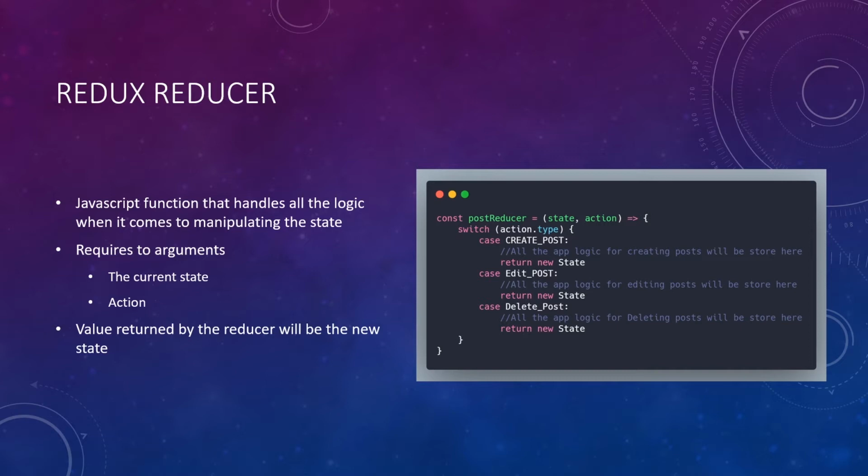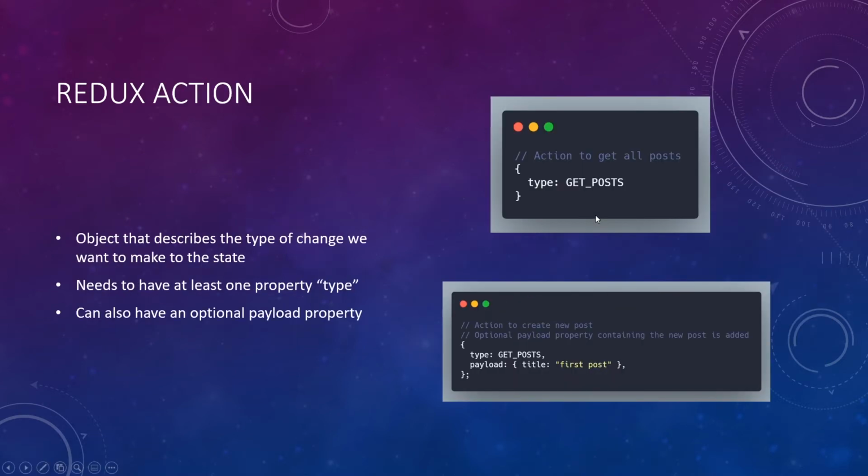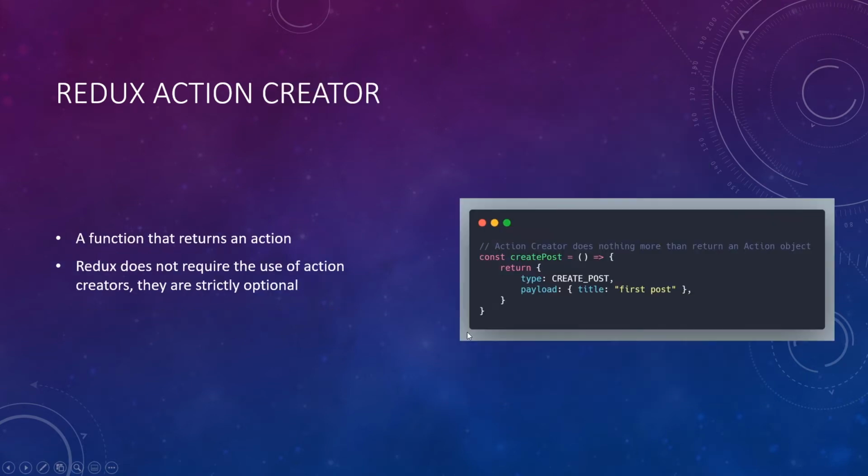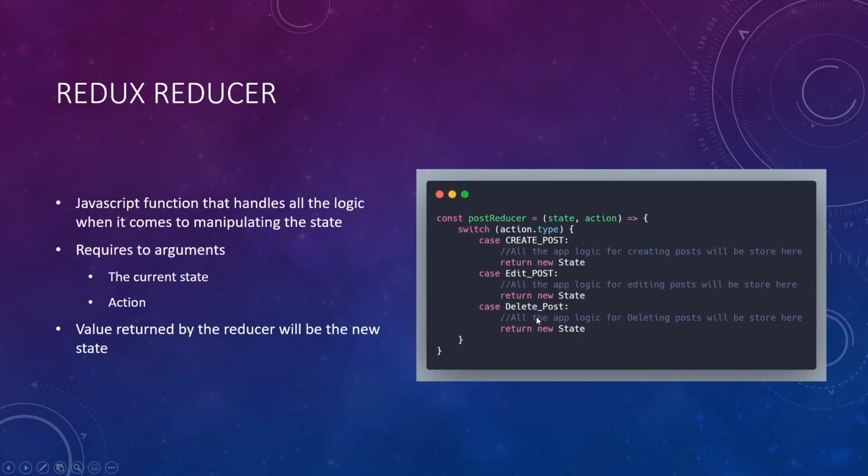But this function is going to handle all of the logic when it comes to manipulating the state. And this function requires two different arguments. It's going to require the current state. So what's going to happen is the store is going to get passed in there, so we'll see the current instance of our state, and then we have an action object, right? So whatever action we covered in the previous video, like get posts, that's going to get sent to the reducer. So now the reducer has all the data it needs.